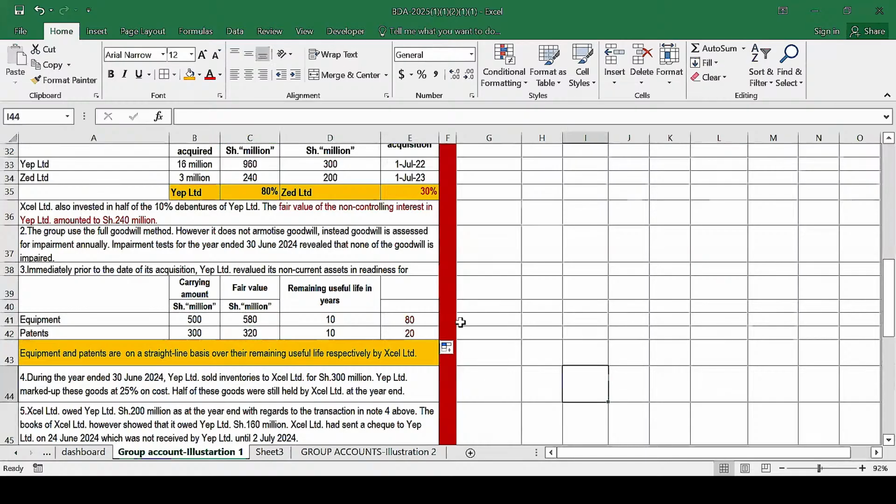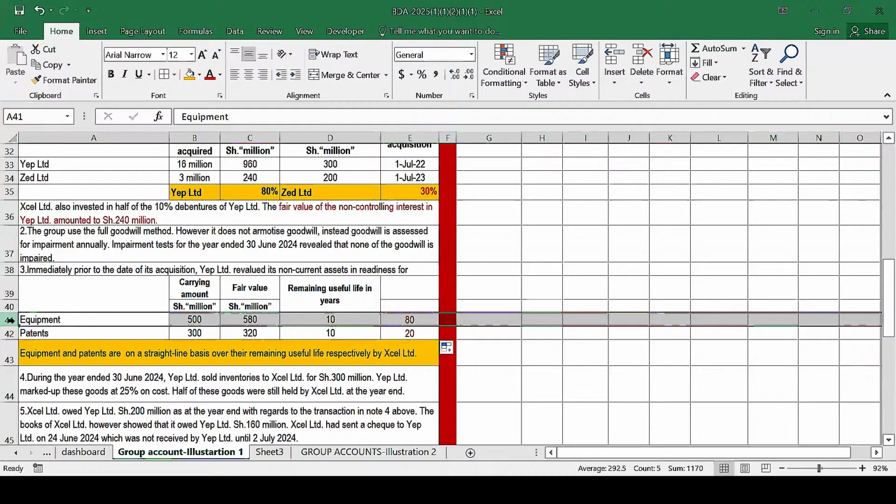So this particular revaluation gain, for example, the revaluation gain on equipment, will be added to the PPE. This one will be added to the group PPE in preparing the consolidated statement of financial position. And number two, we also need to compute something called the depreciation overcharge.